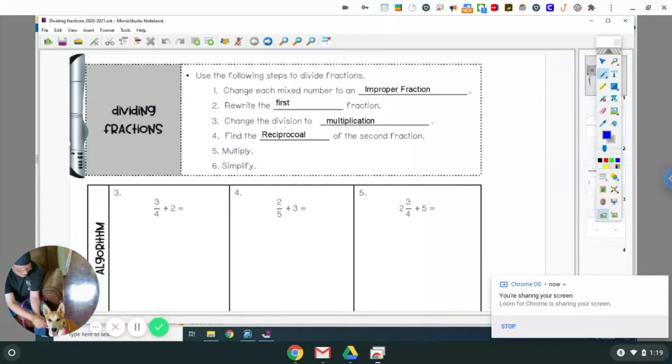Okay, so today we are going to be dividing fractions. There are a couple of rules to dividing fractions. What you're going to do is change each mixed number to an improper fraction. Then you rewrite the first fraction, change the division to multiplication, and flip the second fraction to its reciprocal, and then multiply and simplify. So it's actually very similar to multiplying, but there's just one extra step you have to do.